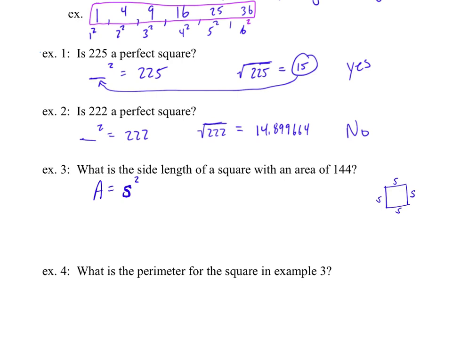Okay? So, you have a square here. Its area is 144. The question is, how long is one of its sides? How do you find the area of a square? You multiply the two sides together, one side times the other. So the area here equals 144, which is S squared.